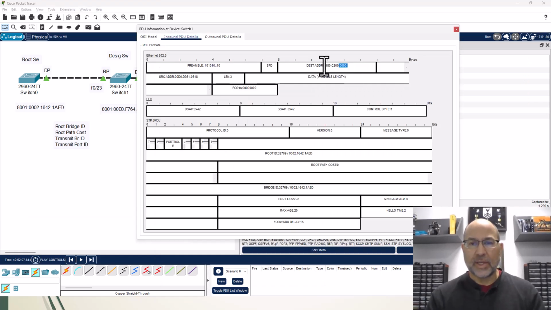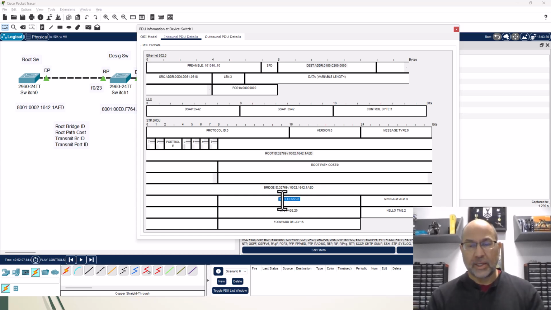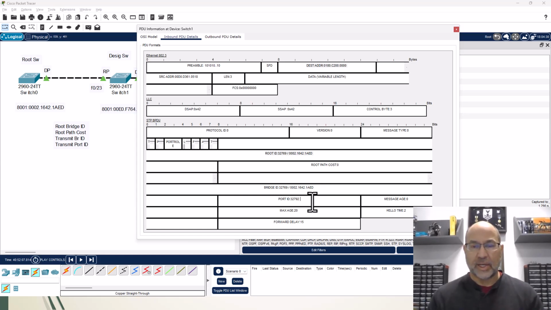We can see there's that multicast address, and then here in the center, we see our root ID. We see the root path cost is 0. We see the transmit bridge ID. In this case, it happens to be the same because we caught this one from the root. And there's the port ID. This is the conversion from hexadecimal.